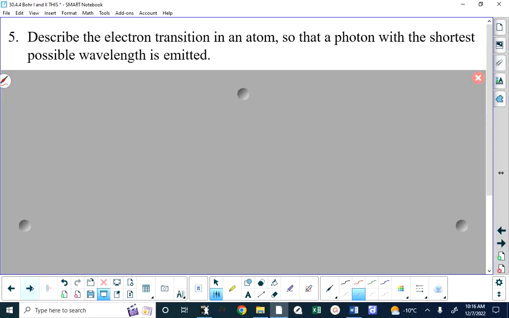What transition would have to happen in an atom to get the wavelength that's as short as possible? Jack? From the highest possible energy level to the lowest possible energy level. Right. Short wavelength is a lot of energy, so from the top to the bottom. From E infinity down to E1. The smallest wavelength is the most energy.